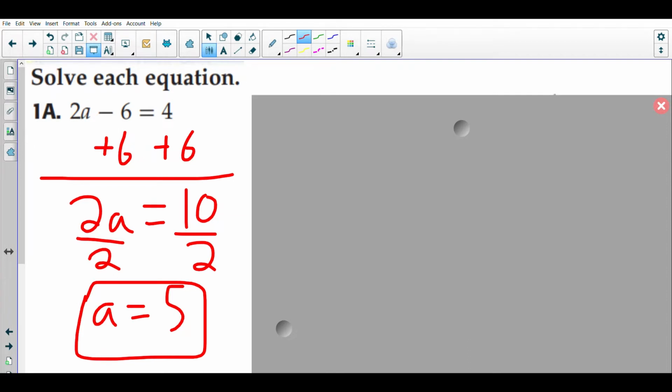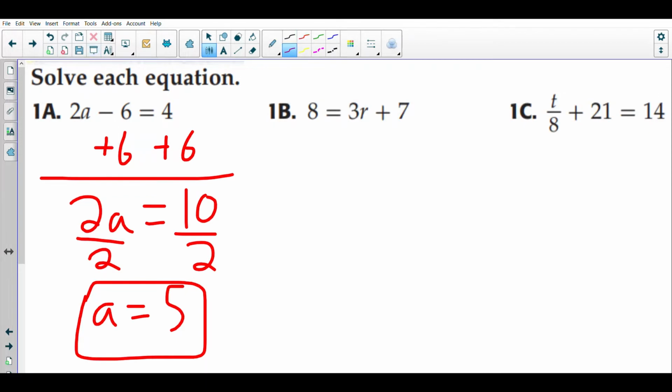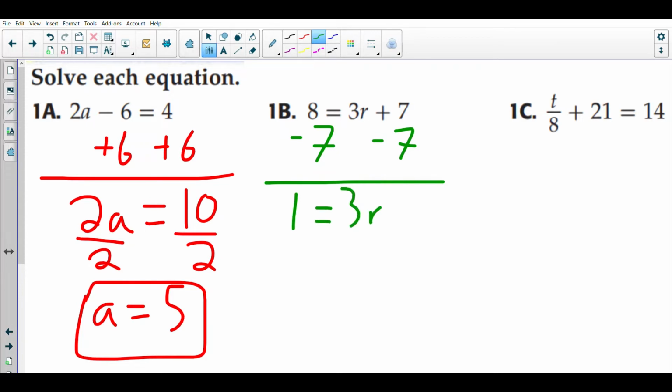Okay, let's do another one. 8 equals 3r plus 7. First, to get rid of that plus 7, we need to subtract 7. What we do to one side, we do to the other side of the equal sign. So 8 minus 7 is 1, and we're left with 3r, since 7 minus 7 is 0. Divide by 3 on both sides to cancel out the multiply by 3, and just leave it as a fraction, because fractions are easier to work with. You don't have to do any division. All we're left with is 1/3.